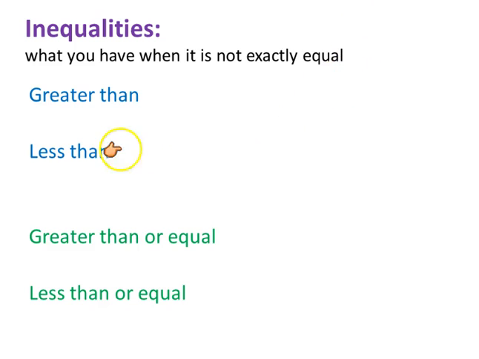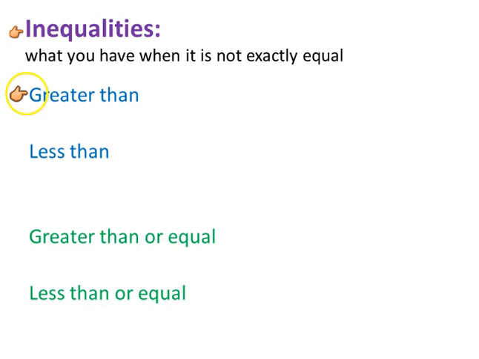All right, so let's start learning about inequalities. So this should be a quick review for you. So remember, inequalities are what we use when something's not exactly equal. When we've got equations, we set one side equal to the other. So when we have expressions that are not exactly equal, we use inequalities.